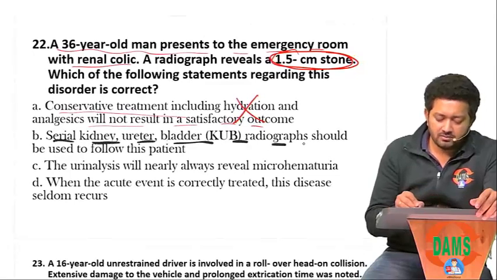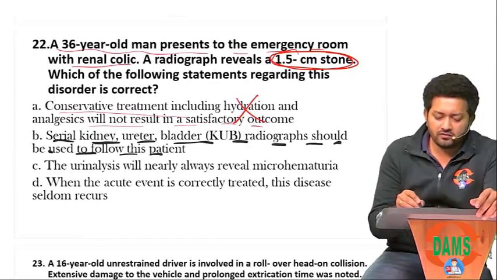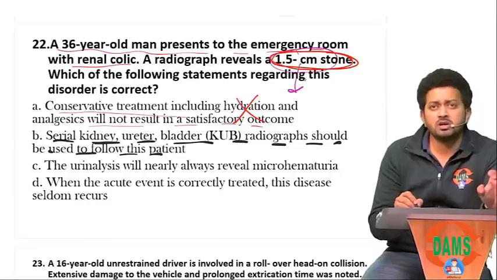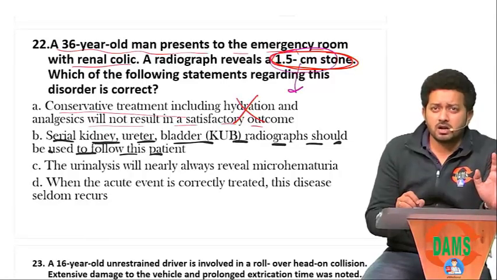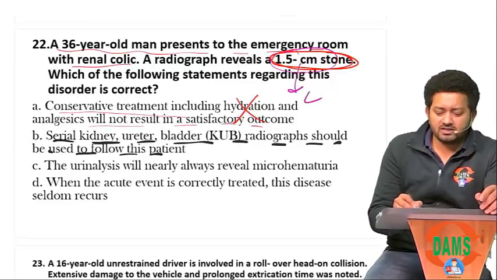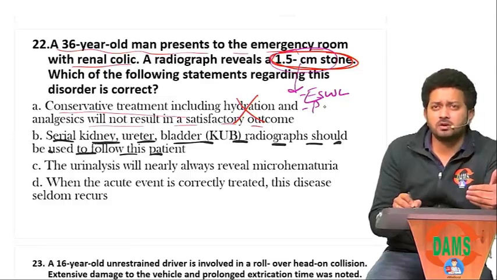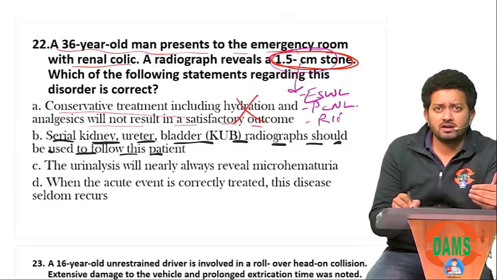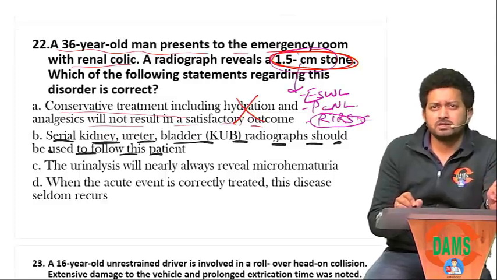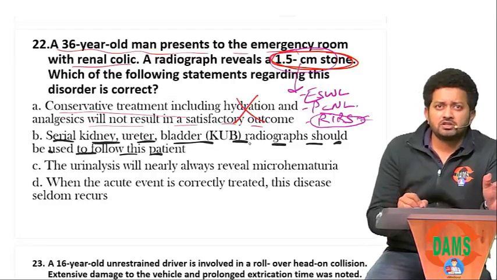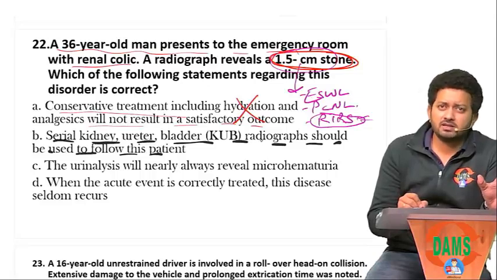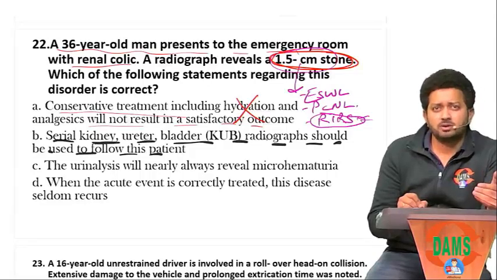Serial kidney, ureter and bladder radiographs should be used to follow. You should not follow these patients. For a 1.5 centimeter stone, you should try to get rid of it, and ESWL can be a good option. Otherwise, if ESWL is not possible or contraindicated, PCNL can also be done. These days people are doing RIRS, which in this size is in fact the treatment of choice. Open or laparoscopic surgeries are rarely done for stones. If you follow up, there are high chances that it will ultimately cause obstructive uropathy.